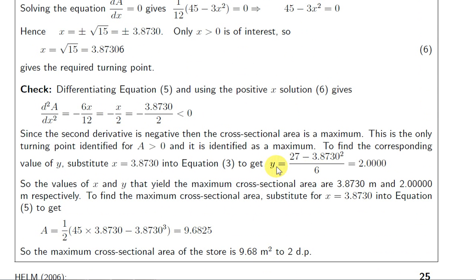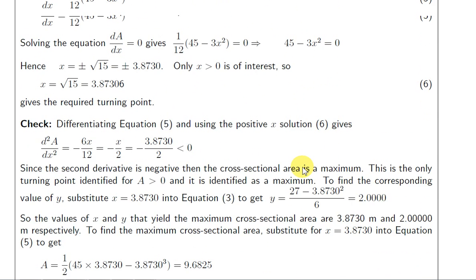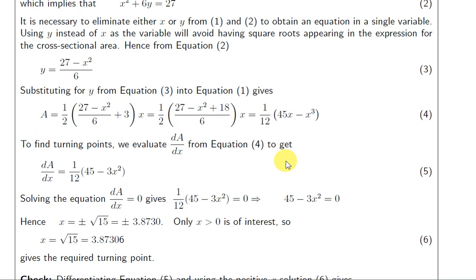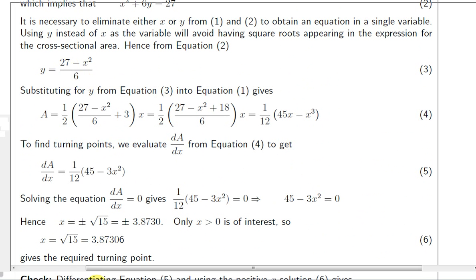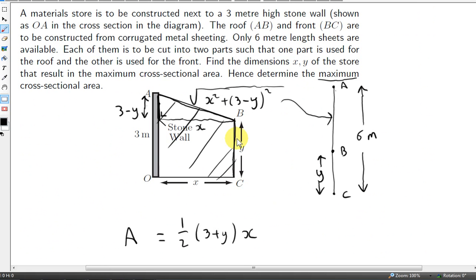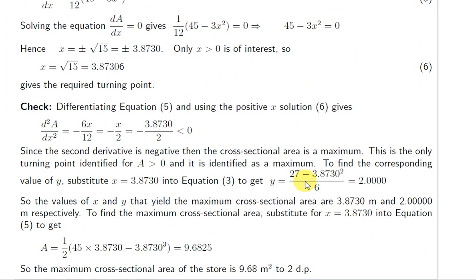I forgot to get y. That's the other dimension involved. To do that, we just go back up here. There's the expression for y. So y is the height of this front wall of the store. So we plug in for x and our y value is 2 meters.